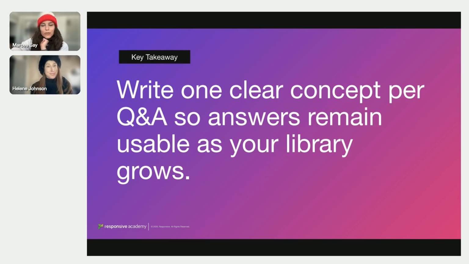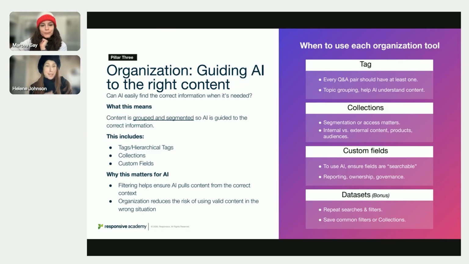But Helene, do you want to take us through the third pillar? Yes, the final pillar is all about organization, meaning if your AI can find the correct information when it's needed. Honestly, it's a lot about your teams too, being able to find the right information.